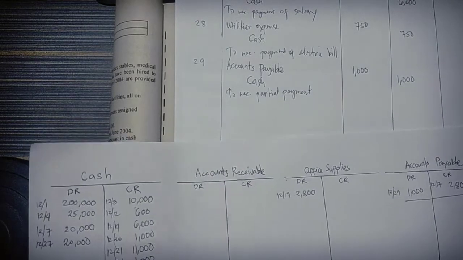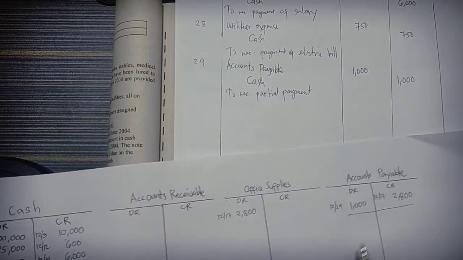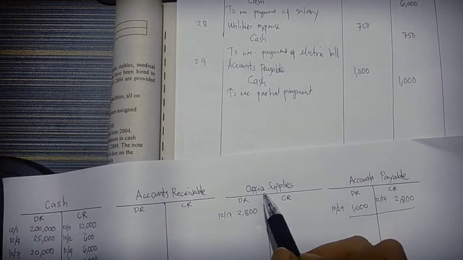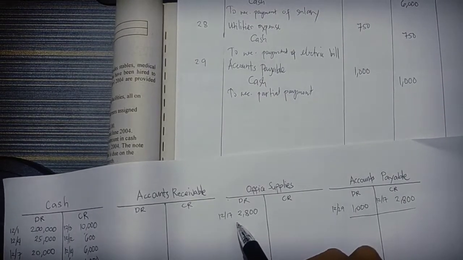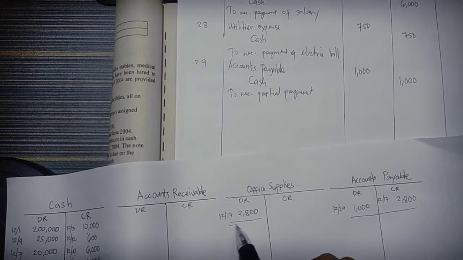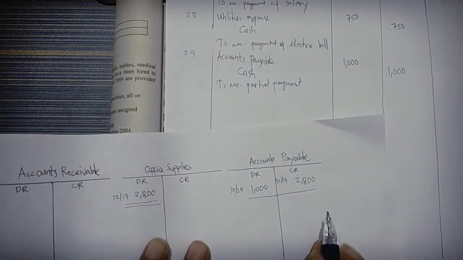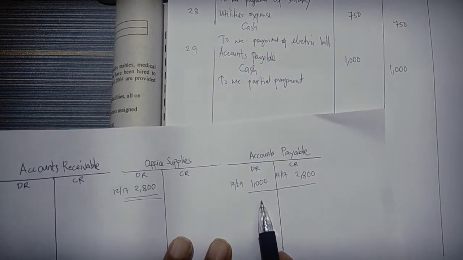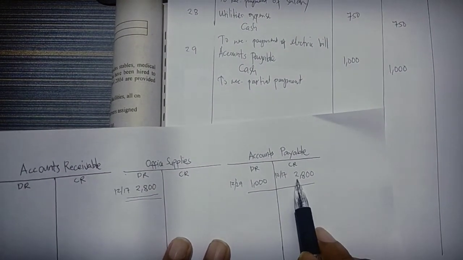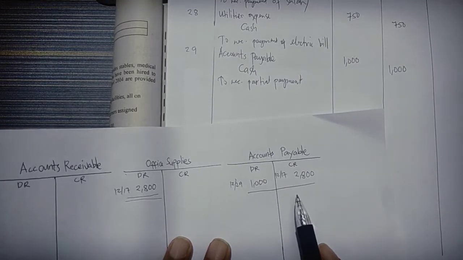So, meaning, ito na yung final answer for the cash account. Okay, so wala tayong accounts receivable. Wala tayong transaction dyan. So, sa office supplies, wala na siyang other transactions. Ito lang. So, double rule lang. Yan. Okay, sa accounts payable, so ano yung difference? So, 2,800 minus 1,000. 1,800.